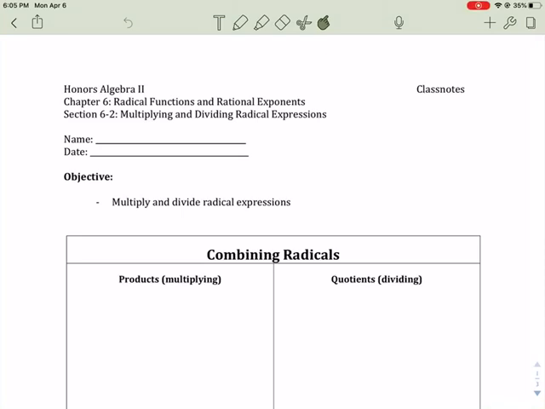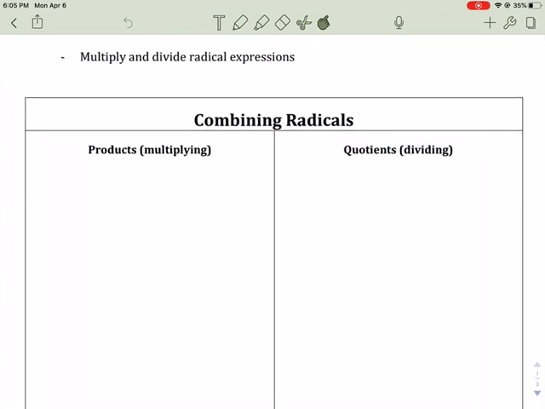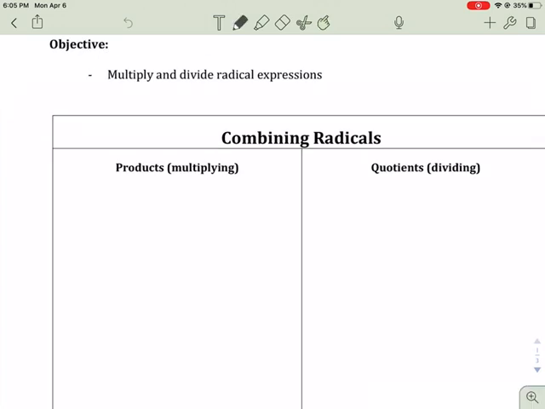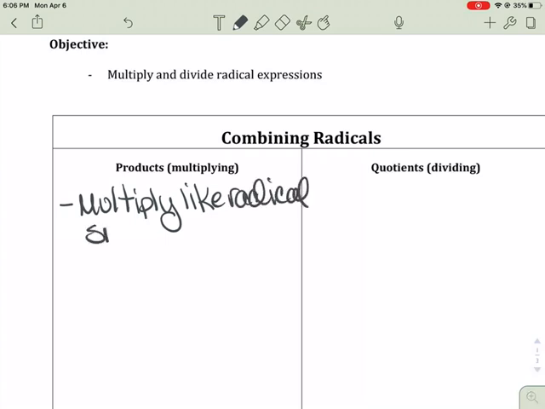Okay, hi everyone. Today we're going to work on multiplying and dividing radical expressions. So I have this chart to help us out. There's some similarities and some differences between when we do both of these. So when you multiply radicals, you're going to want to be able to multiply like radicals. Now what I mean by that is they have to have the same index. So cube roots with cube roots, fourth roots with fourth roots, things like that.